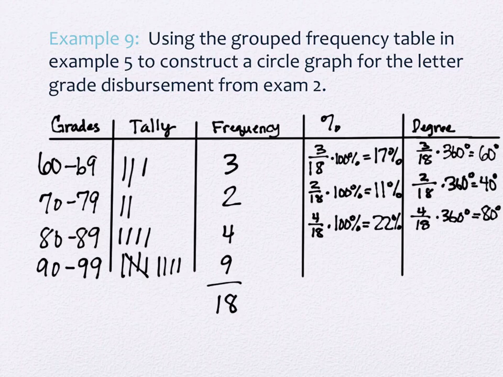We have one more. It's the number 9. So 9 over 18 times 100. It's the nicest one. What do you get for that one? Yeah, it's 50%. And then 9 over 18 times 360. It's what? Yeah, 180.